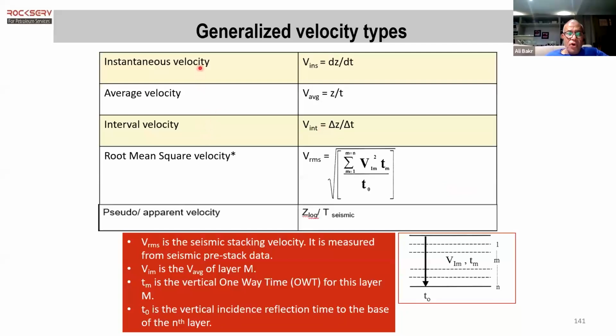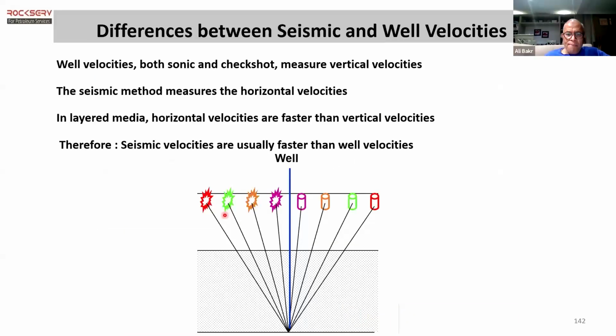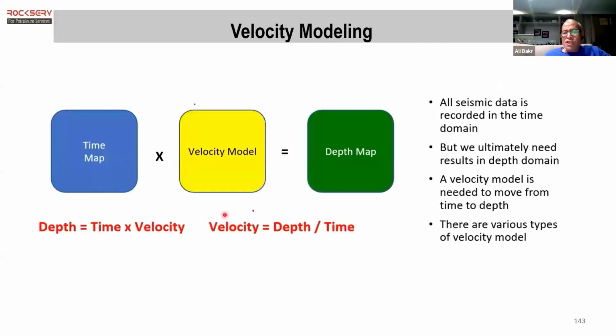Now, those are the four: instantaneous velocity, average velocity, interval velocity, root mean square velocity, and then a pseudo average velocity. Those are the different types of velocities. Now, simply, when we do depth conversion, we do what? We've got the time, velocity, and we come up with depth.